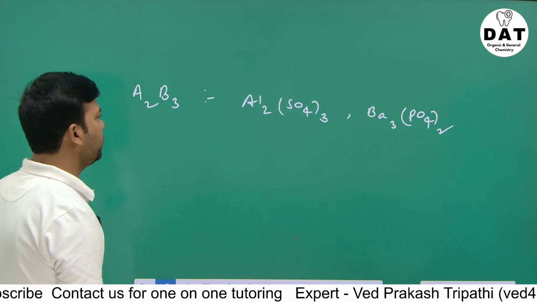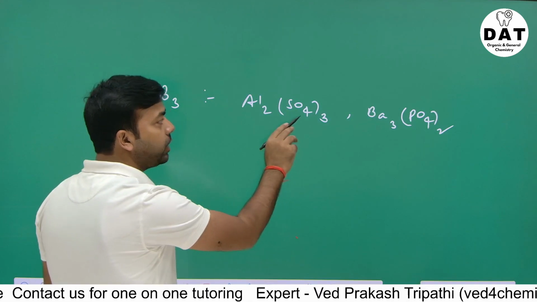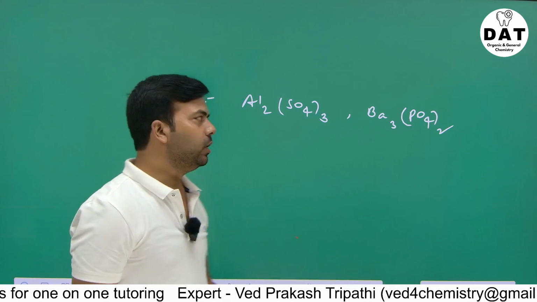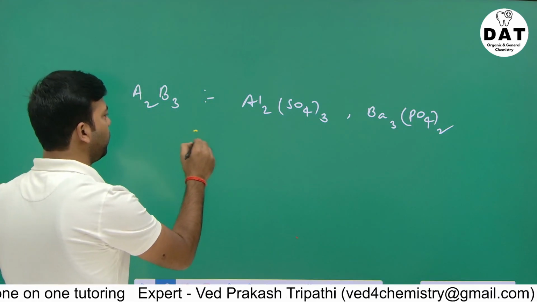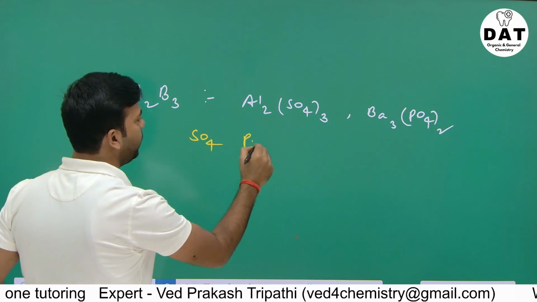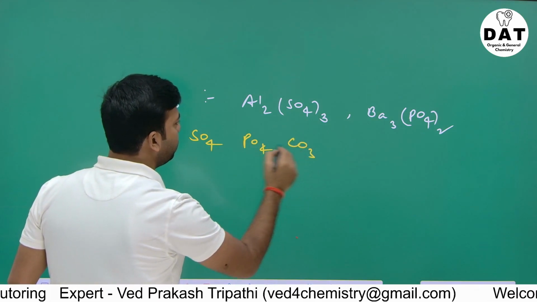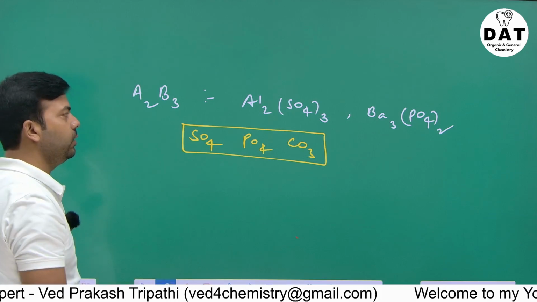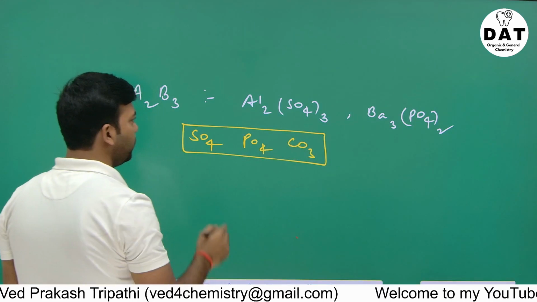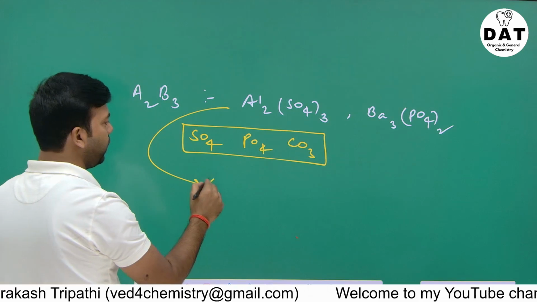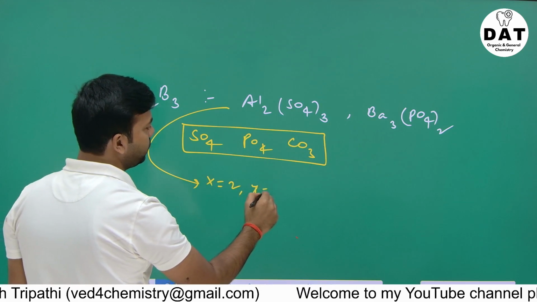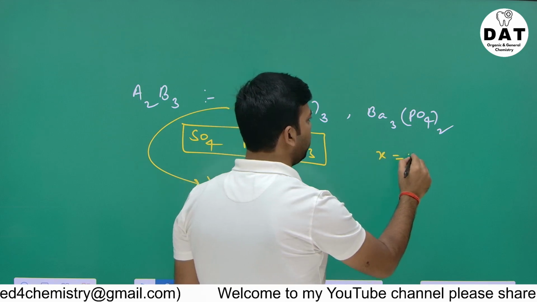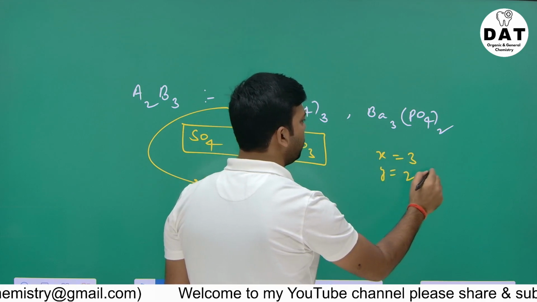This is the A2B3 type. You can see this is not sulfate, this is sulfate thrice. This is not phosphate, phosphate twice. Clear? So whenever you have only sulfate, only phosphate, only carbonate, then you have to just consider it as 1. Clear? Y value will be 1 here. But here thrice. So for the first case, my x value is 2 and y value is 3. Here as well, my x value is 3 and y value is 2.